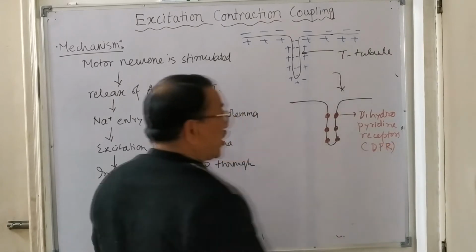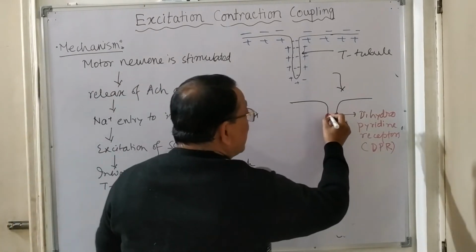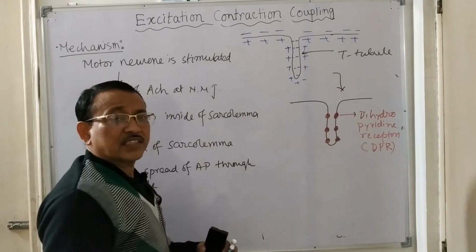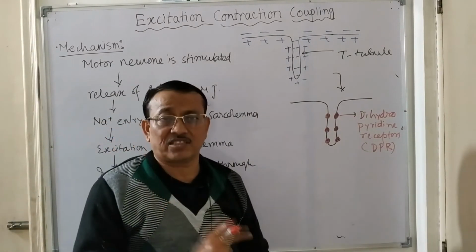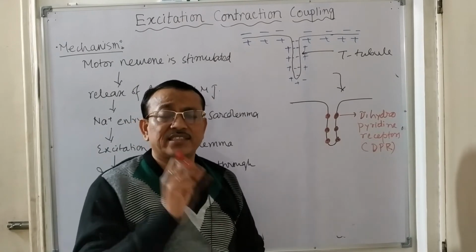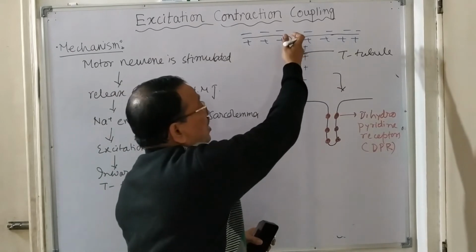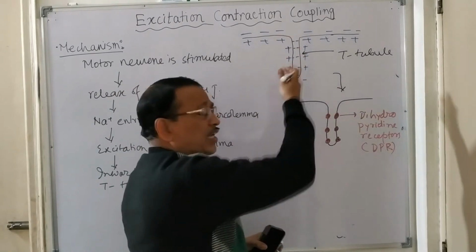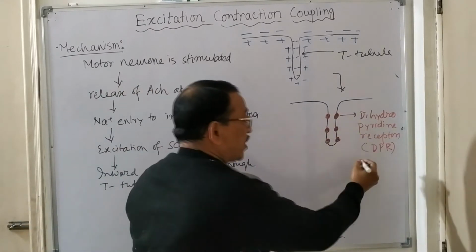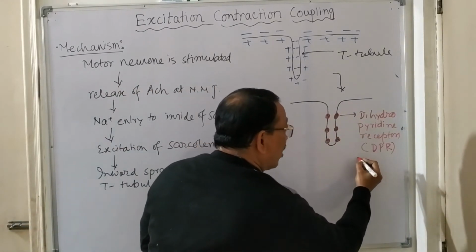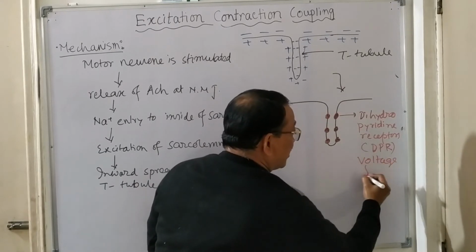Now, these dihydropyridine receptors are basically the voltage sensor. They sense whatever voltage fluctuation takes place at the T-tubular membrane, they detect that change. So the dihydropyridine receptors act as voltage sensors.